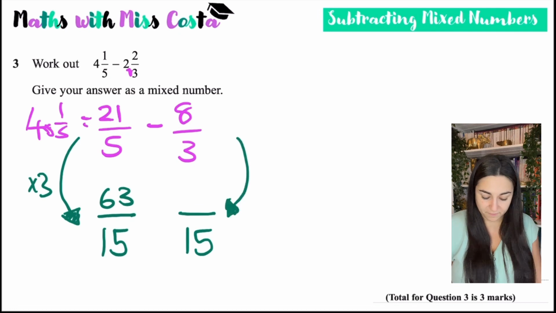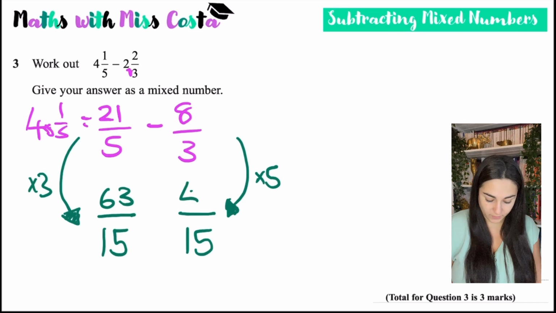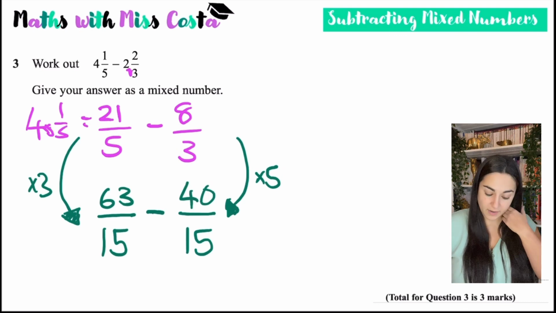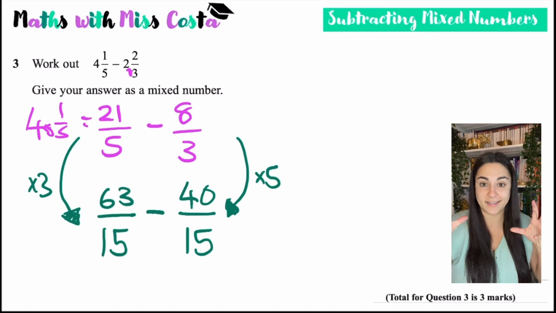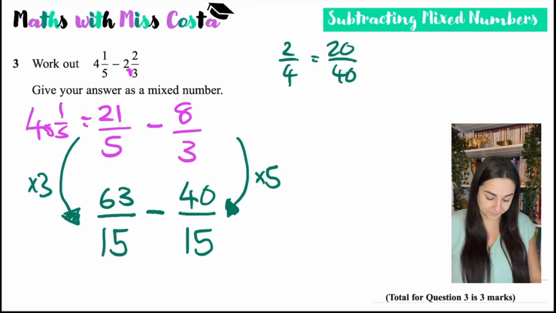I multiplied 3 by 5 to get to 15. So I need to multiply 8 by 5 to get to 15, which is 40. Okay, you're multiplying each part of the fraction so that it stays the same number. Like for instance, if you had 2 quarters and you multiplied it by 10, that would be 20 over 40, which is the same thing. You need to keep the fraction the same.